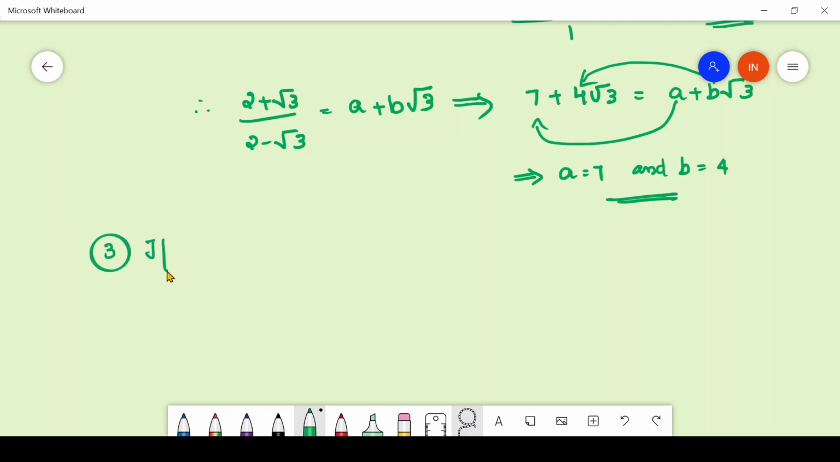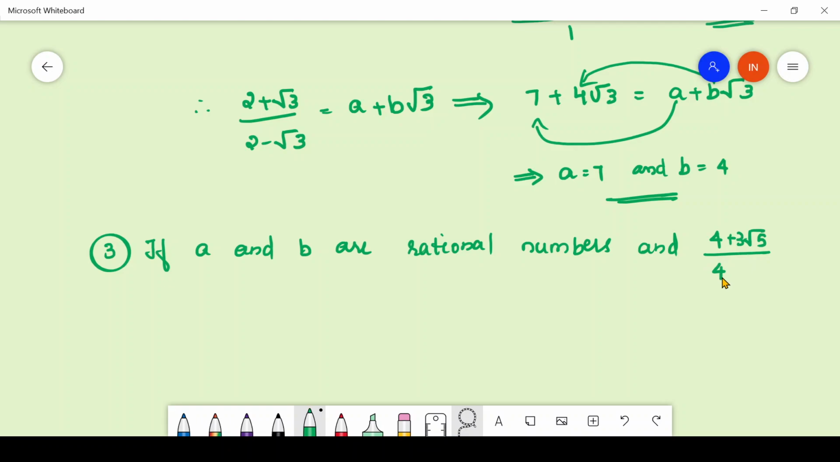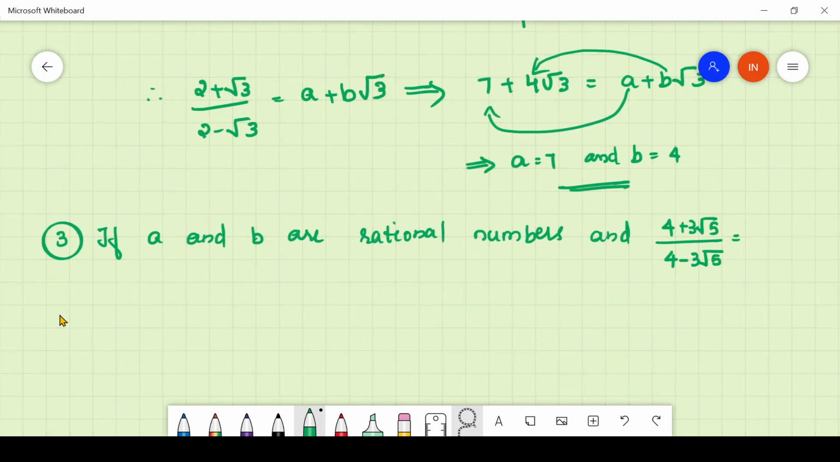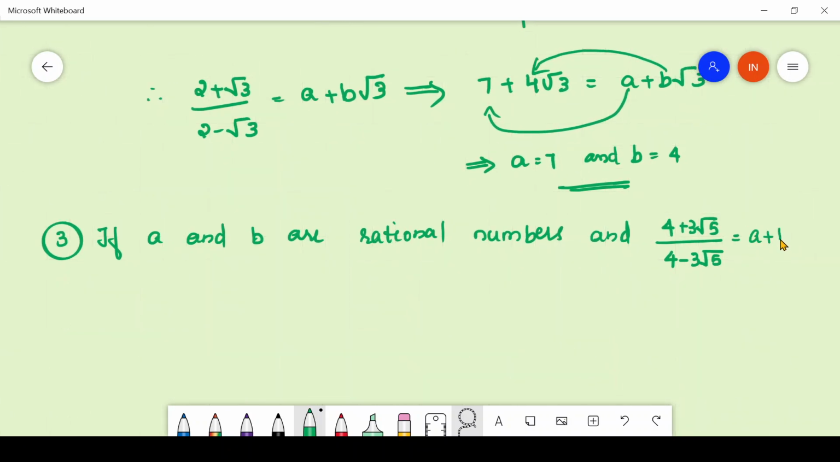So take down the question. If A and B are rational numbers and (4 plus 3 root 5) by (4 minus 3 root 5) is equal to A plus B root 5, find the values of A and B. So you know how to do this, right?